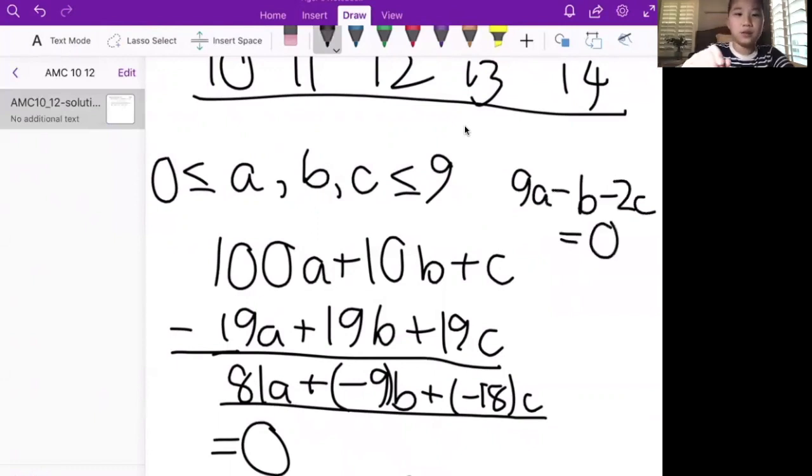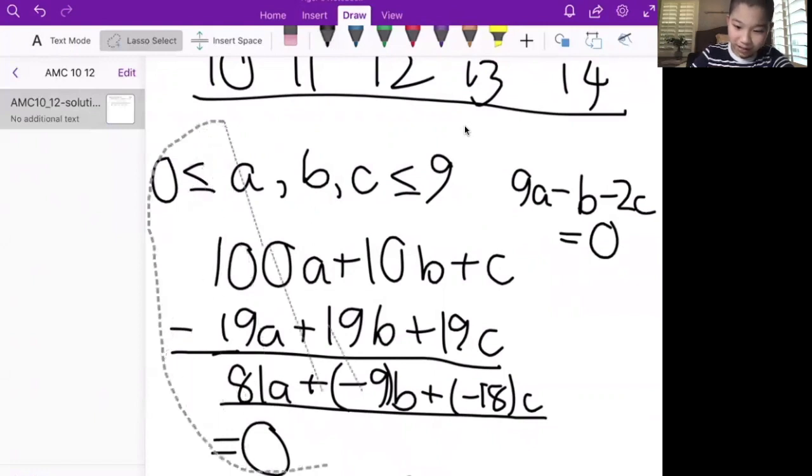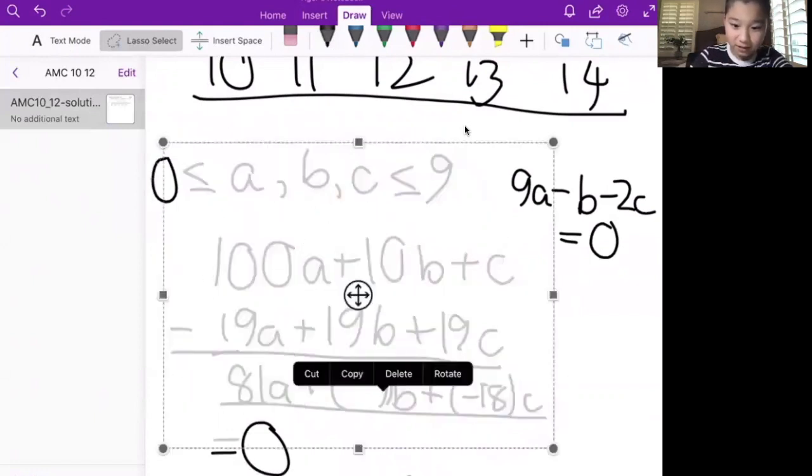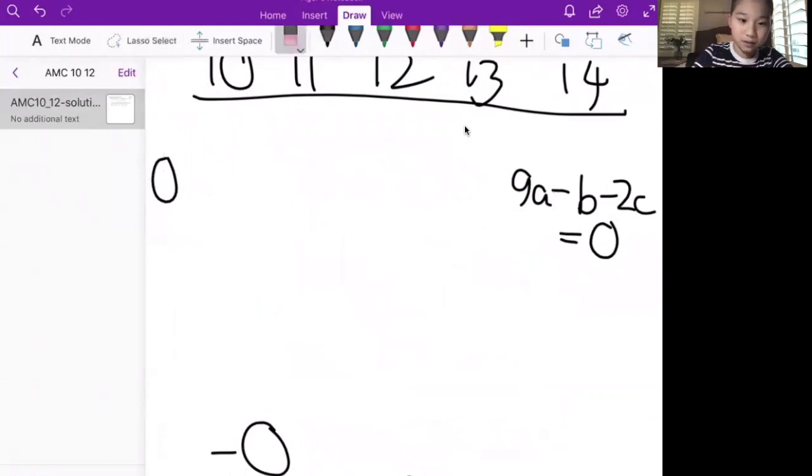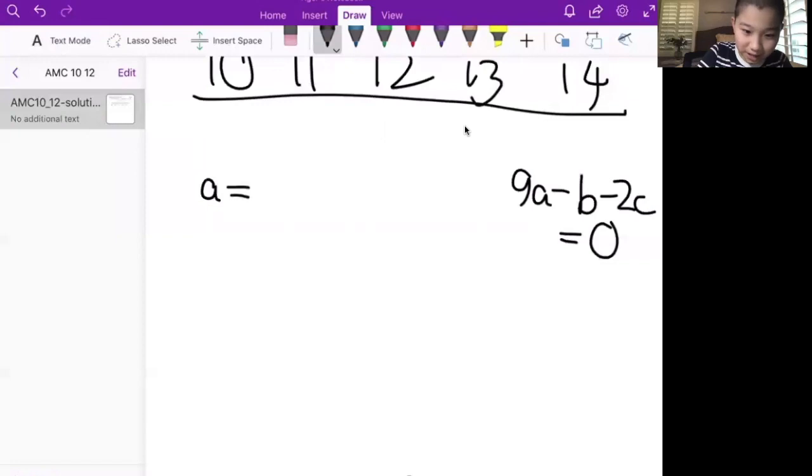So now we can just do some casework on A. So let's do some casework on A. So first, if A is 0, that can't happen actually, because A is the hundredths digit, and the hundredths digit can't be 0. So A is 1. Let's check that case. Then let's do C first. C could be 0. That means B would be 9.